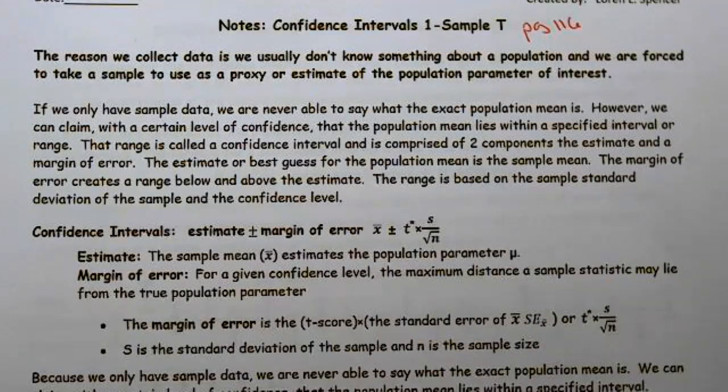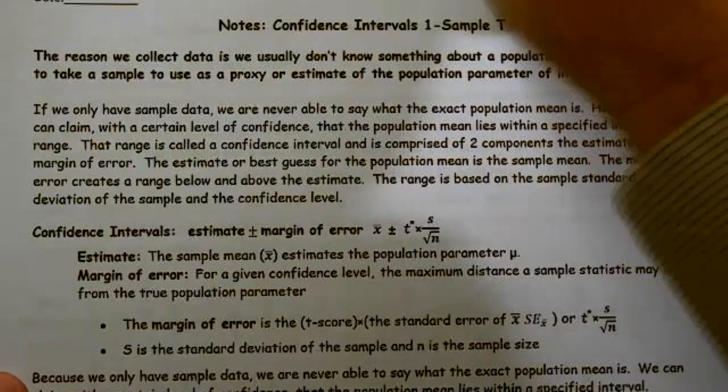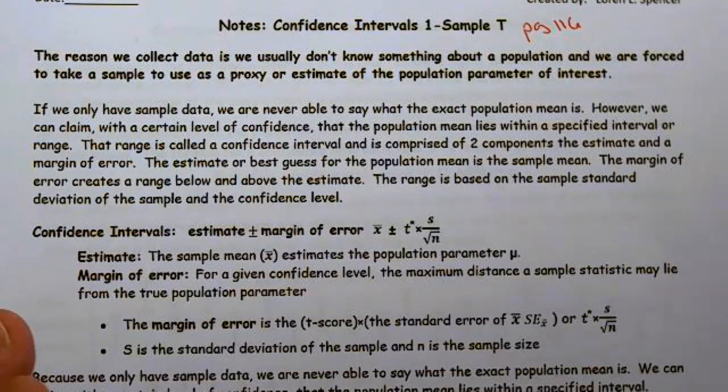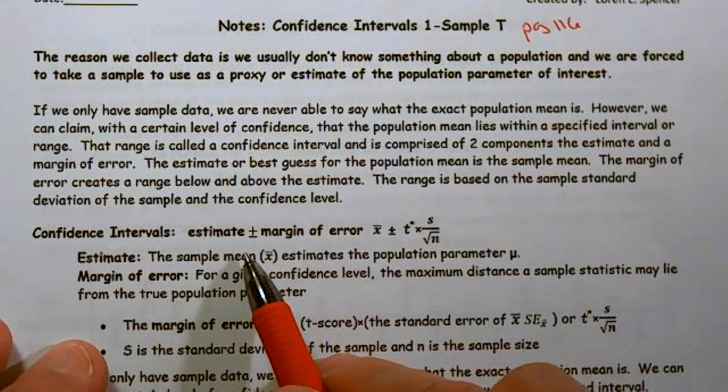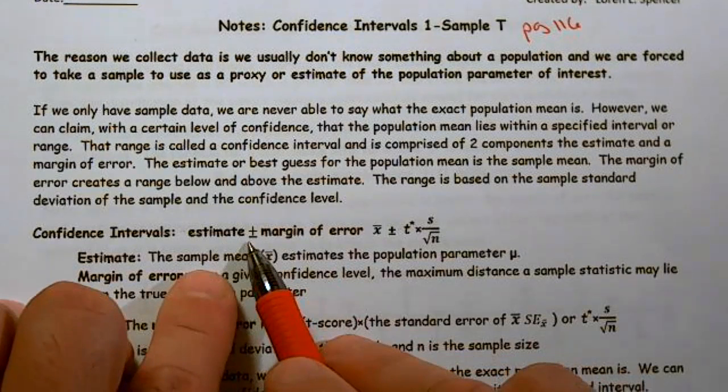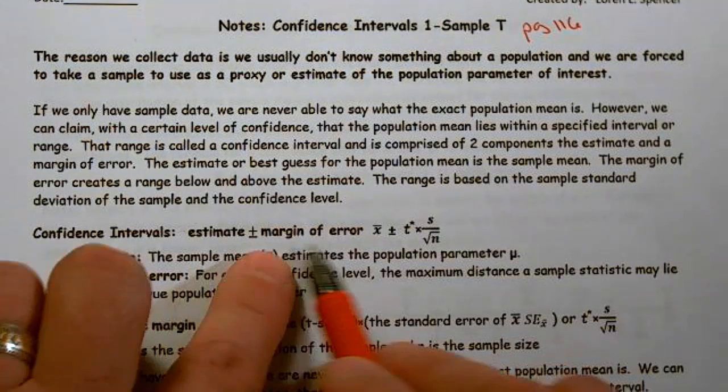If I create a 95% confidence interval, that means I have a range of values, and somewhere in that range I'm 95% confident the true population mean lies. So that means there's a 5% chance that it's not in there, because if there's a 95% chance that it is there, then there's a 5% chance that it's not. So the confidence interval for one sample t is essentially estimate plus margin of error.